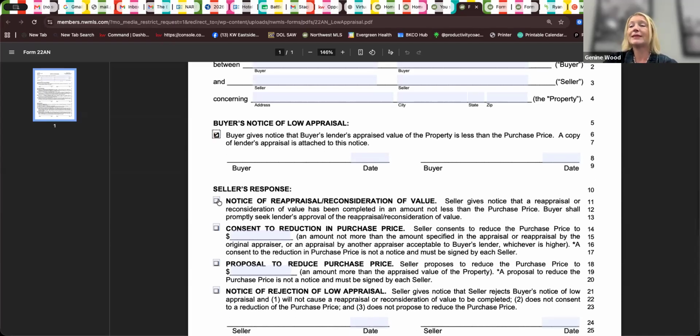The seller's going to respond within 10 days on the same form. Notice of reappraisal or reconsideration. That's what I want, seller says. Or I will consent to reduce the purchase price to an amount that is not more than the appraised value. So I'm going to come down to the amount of $475, okay, if that's what they choose. Or I will come down to $490.